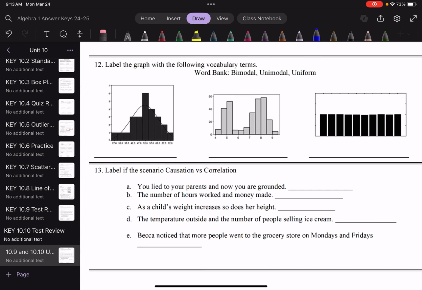Now it says label a graph with the following vocabulary terms. It says bimodal, unimodal, or uniform. Bimodal means it's going to have two areas of most frequency. So our middle one is our bimodal. Unimodal means it has one area of frequency, so this is unimodal here. Uniform means there's really no mode. So the last one would be uniform.